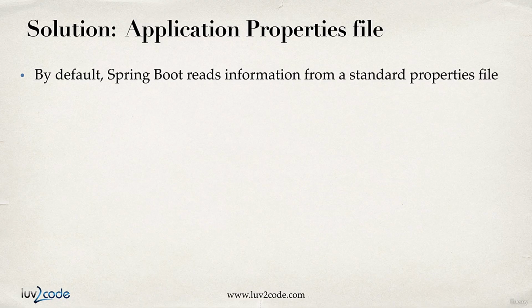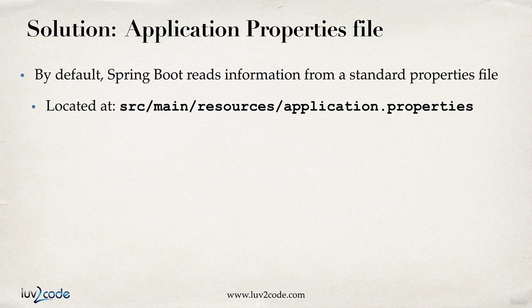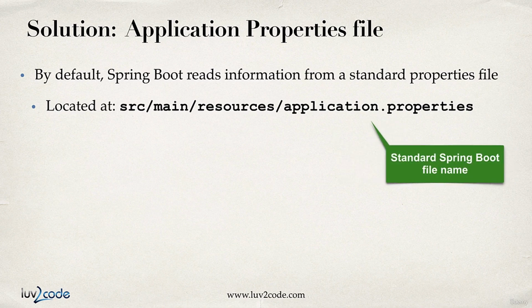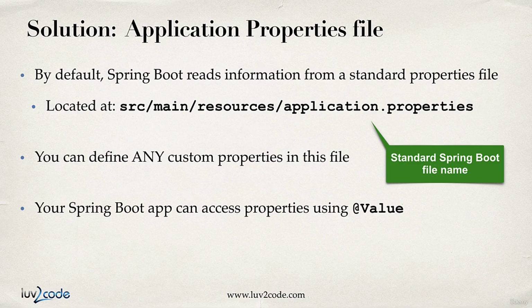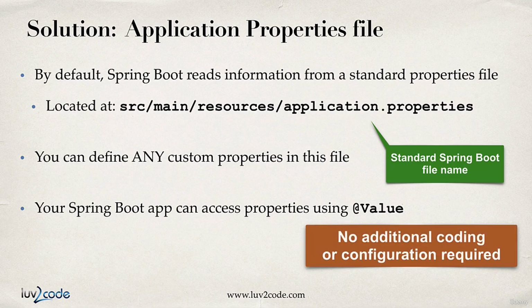By default, Spring Boot will actually read information from a standard properties file, and this file is located at src/main/resources/application.properties. That's the standard Spring Boot file name of where to look for application properties. You can define any custom properties in this file, and your Spring Boot app can access these properties by simply using the @Value annotation. Other than that, there's no additional coding or configuration required. Spring Boot will automatically load this application.properties file and make it available to you via the @Value annotation.